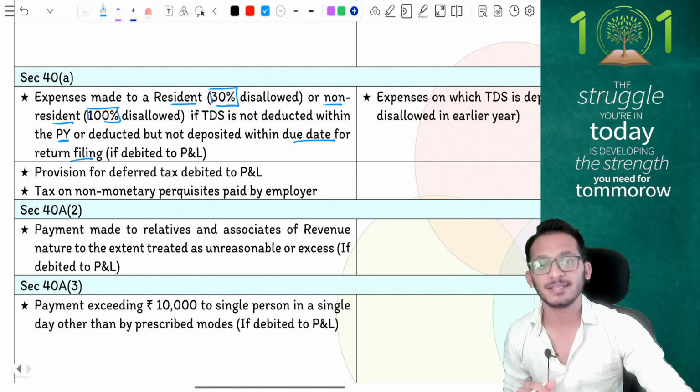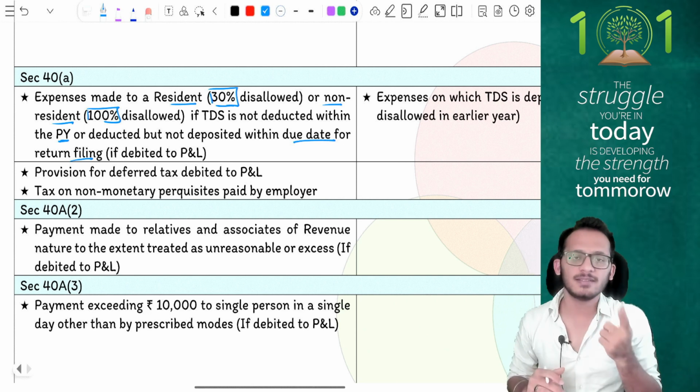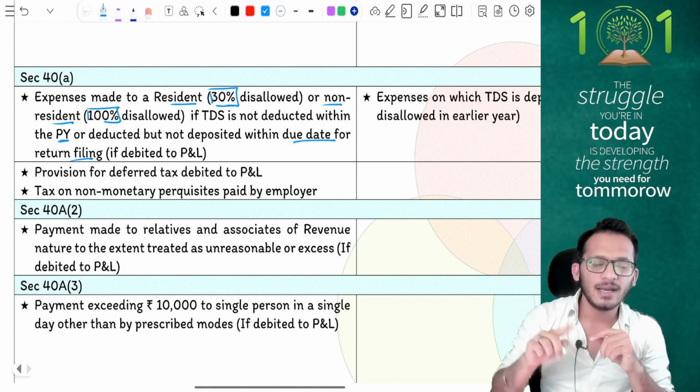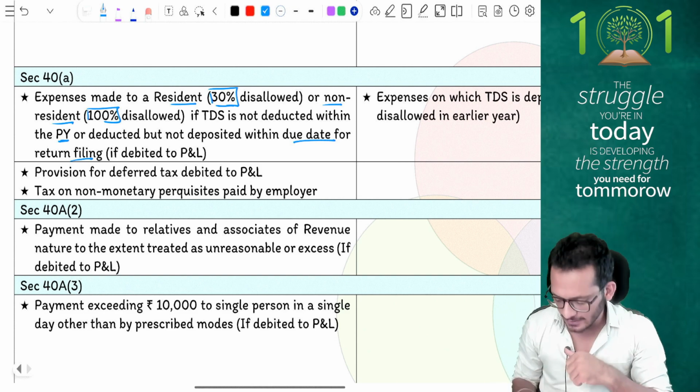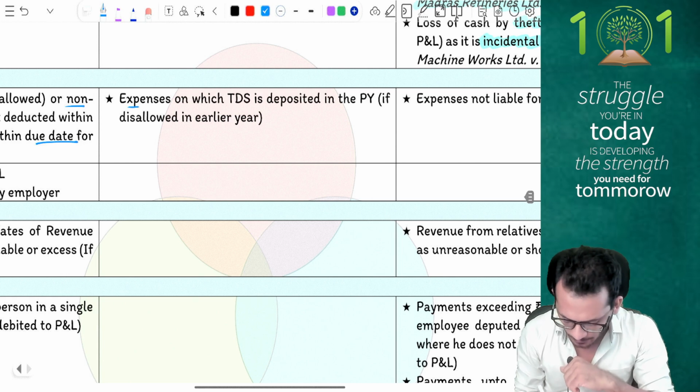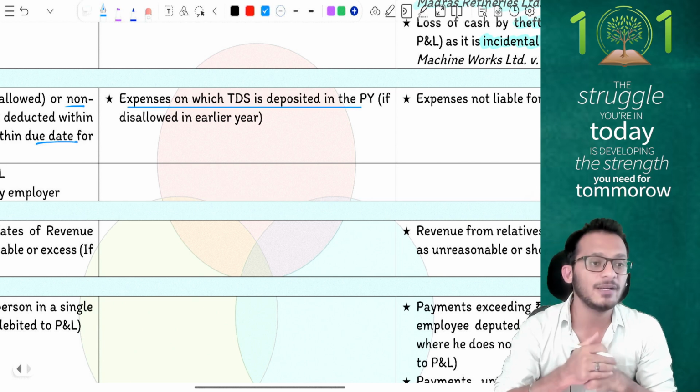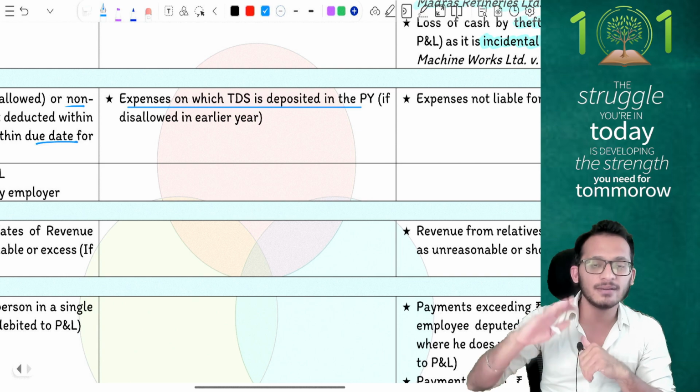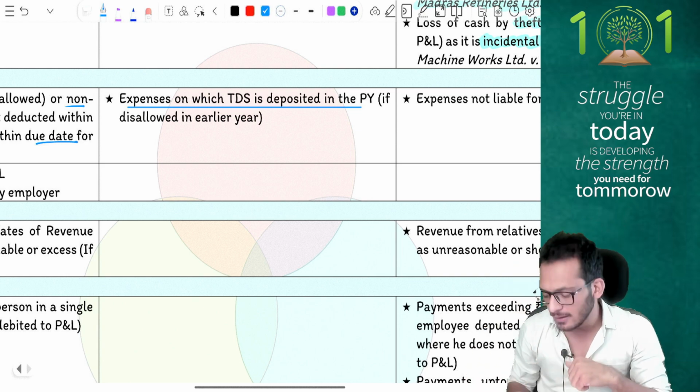But notice, people, this is a temporary disallowance, which means if a disallowance was already made for these items in the past, and in the current year you have made the payment of TDS, then I am going to claim this as a deduction. Yes, so if I have incurred any expenditure of which TDS is deposited in the current year, and it was disallowed in the past year, I can claim it as a deduction.